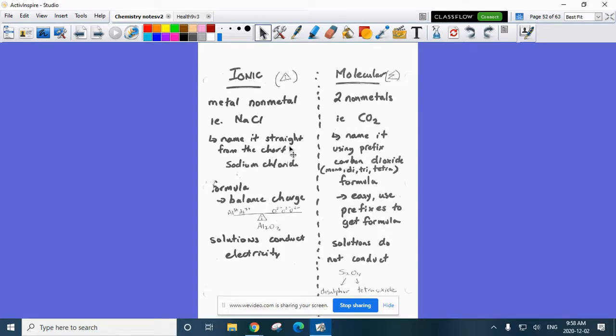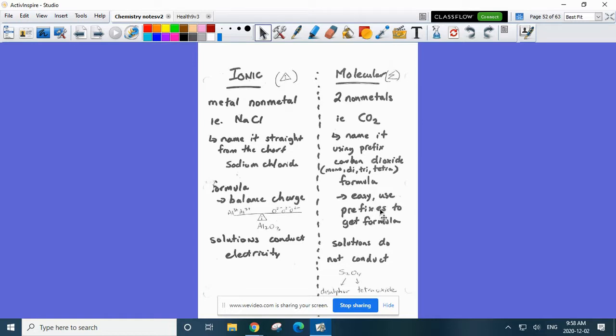For ionics, when you're naming it, you just write the name straight off the periodic table, and change the ending to -ide. For molecular, though, you have to use the prefixes: mono, di, tri, tetra. So you have to be aware. If you're not aware of this, you could accidentally call this carbon oxide, or you might call that sodium monochloride, which it is not. Okay, so this is sodium chloride. This is carbon dioxide.